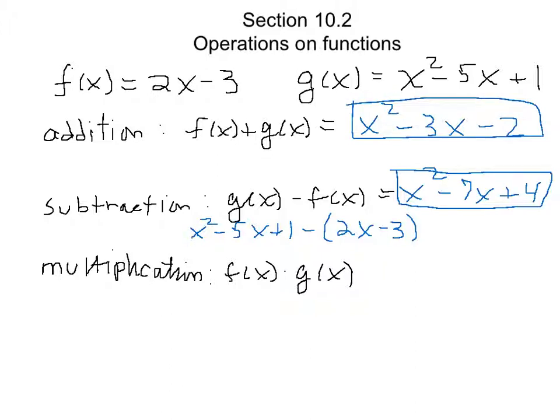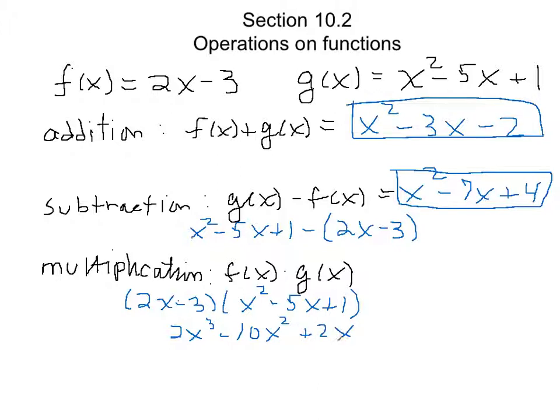f of x times g of x. Okay, so we've done problems like this before also. 2x minus 3 times x squared minus 5x plus 1. And so if we multiply through everything on the right side by 2x, we're going to get 2x cubed minus 10x squared plus 2x. And now we multiply everything here by minus 3. And I'm going to write it underneath what I've just written, lining up like terms.